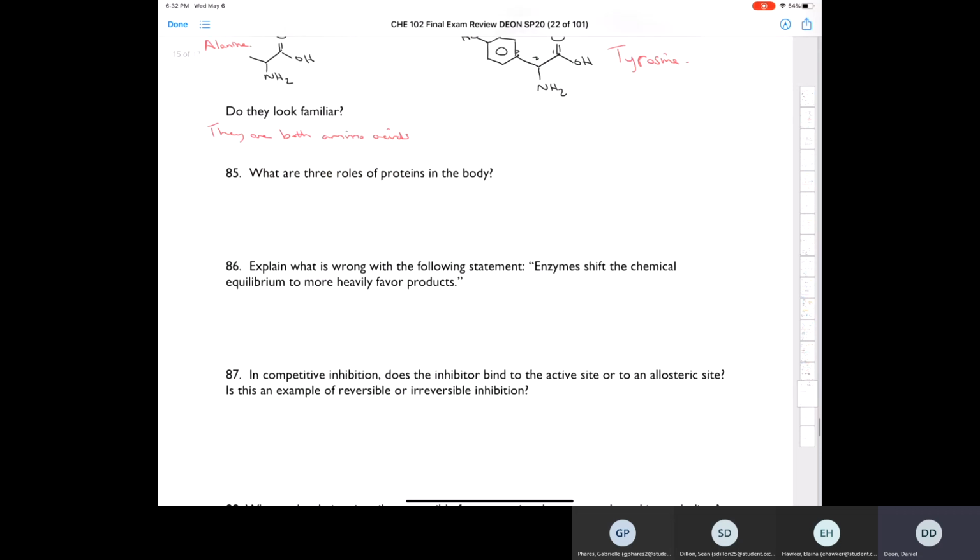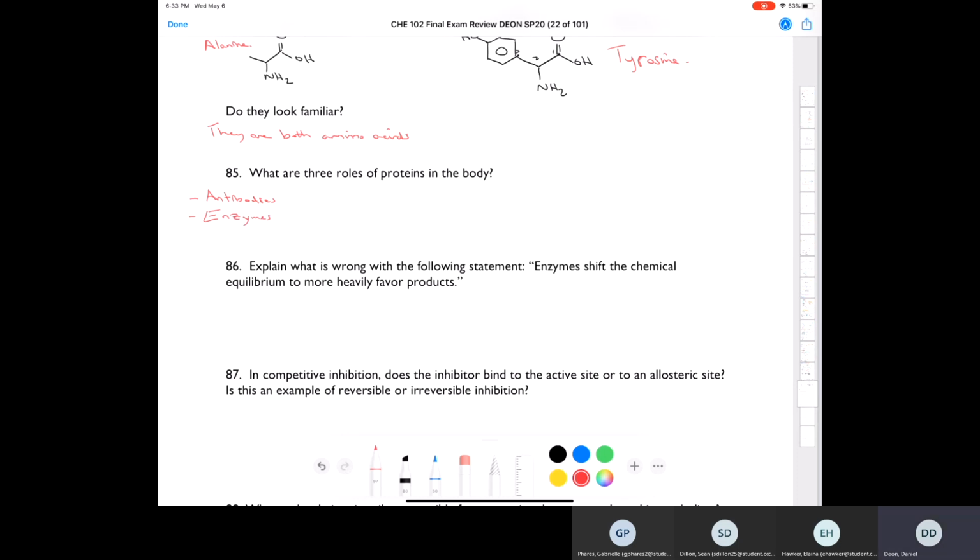Also, this one here is more of a discussion problem, because there are going to be no problems on the final exam where you have to come up with a bunch of different answers. It just says, what are 3 roles of proteins in the body? I would keep this one simple. I'd put something like antibodies, right, are a type of protein. Enzymes are also a type of protein.